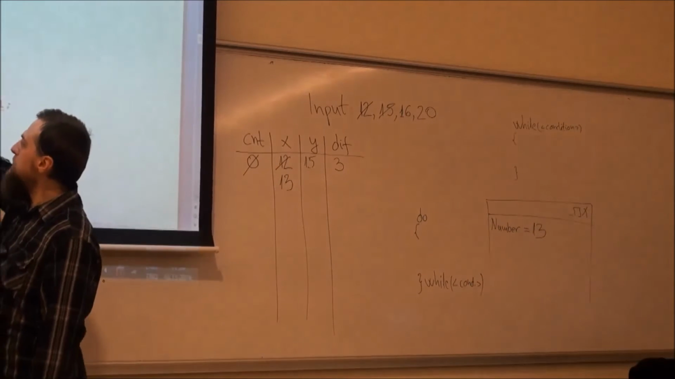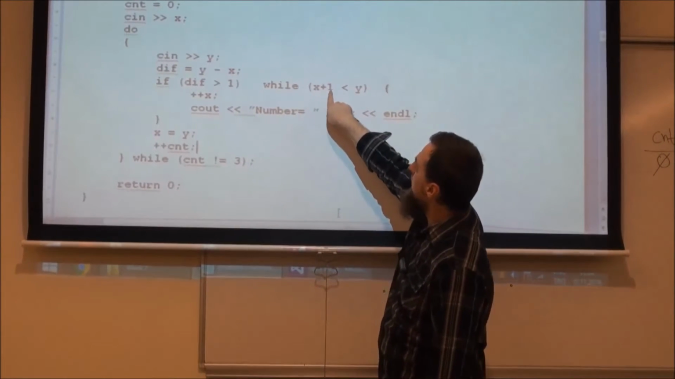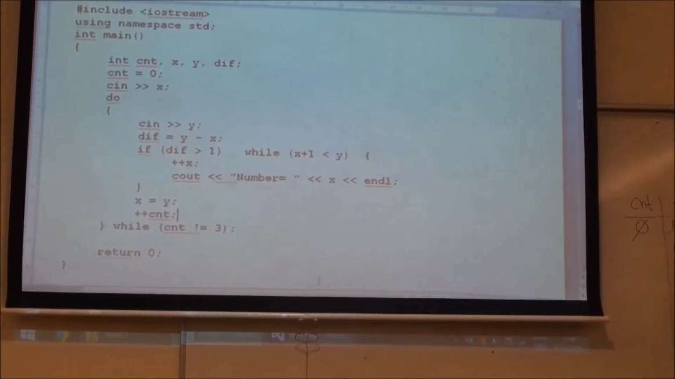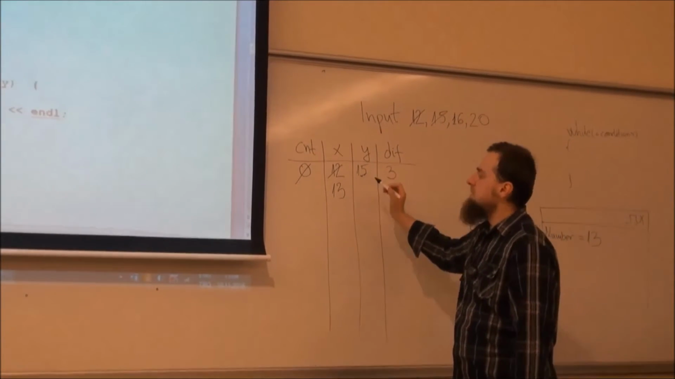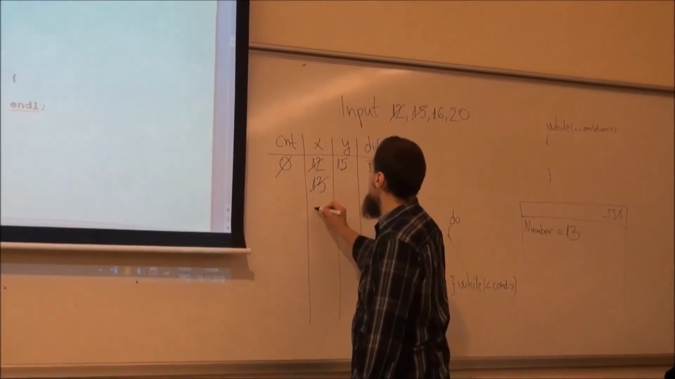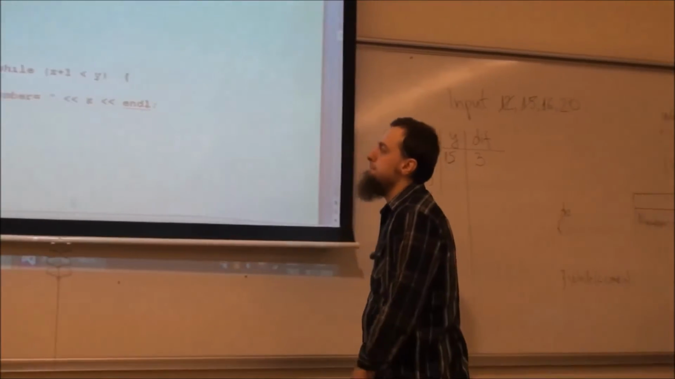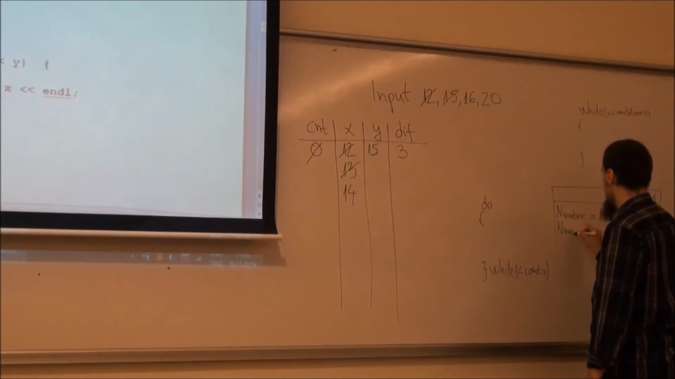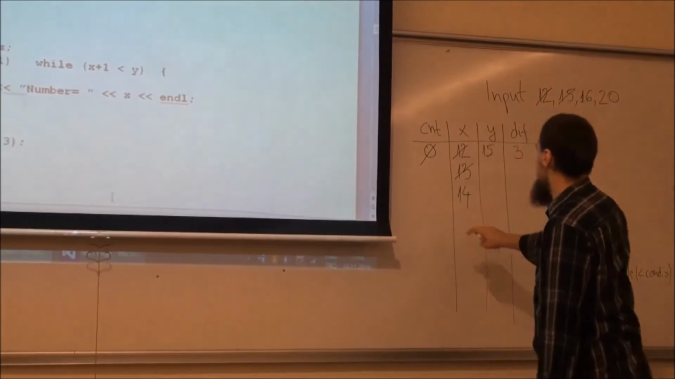Then since we're dealing with this while, we're not done yet, we're checking the condition. Okay, once it was true. Now again, x plus 1 is smaller than y. 13 plus 1, 14. Is 14 smaller than y, than 15? Yes, it is. That's why we go inside. We increment x by 1. So x is going to be 14. And now we print this stuff at the console. So number is equal to, we're printing x, and x for the time being is 14.